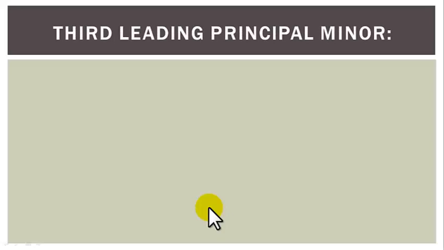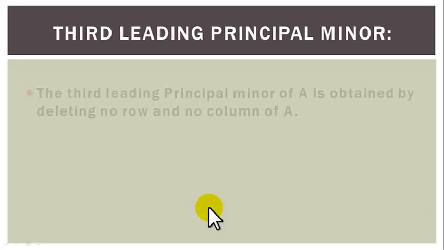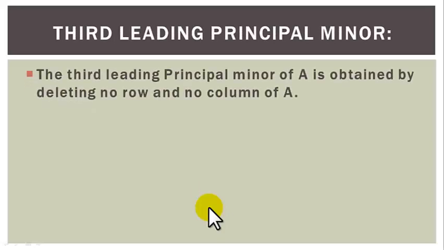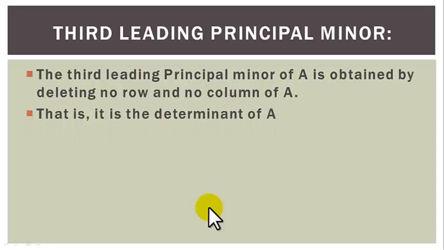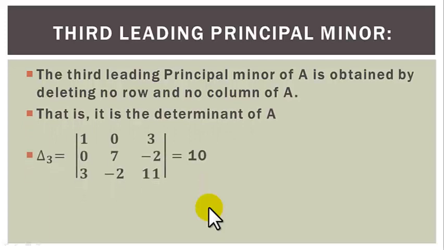Then the third leading principal minor. The third leading principal minor of A is obtained by deleting no row and no column of A. That is, it is the determinant of A itself. So the determinant of A, which is delta 3, will give us 10.